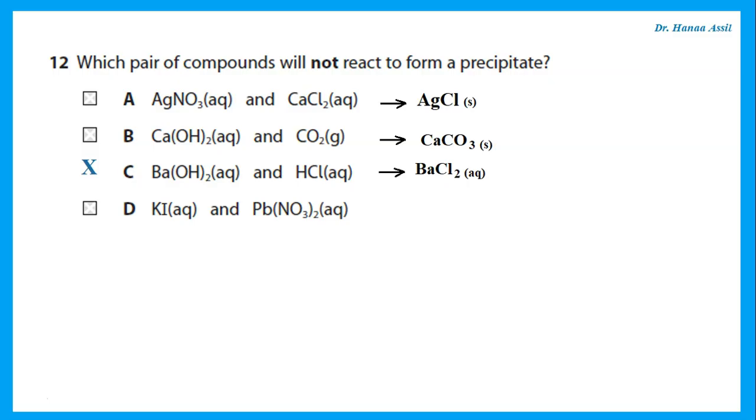What about potassium iodide and lead nitrate? Remember again, lead with something with iodide would give a yellow precipitate of lead iodide.